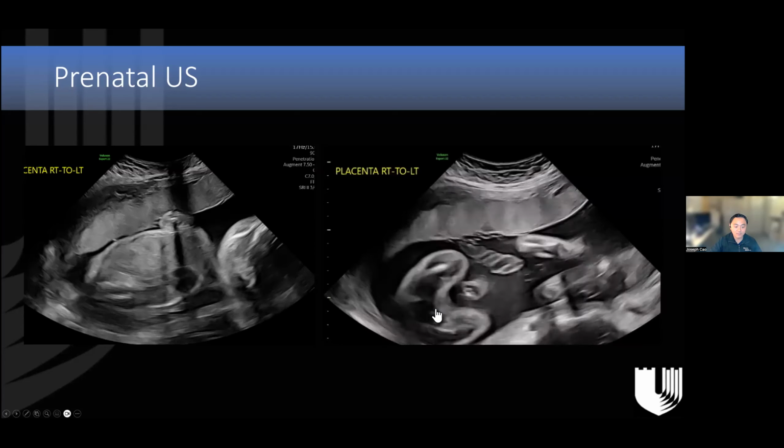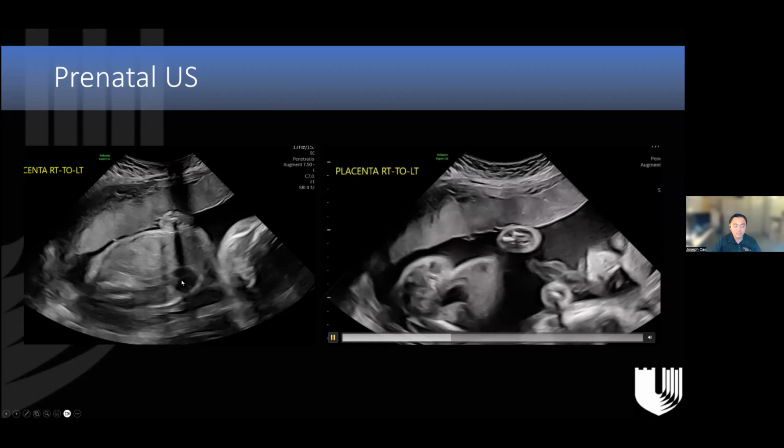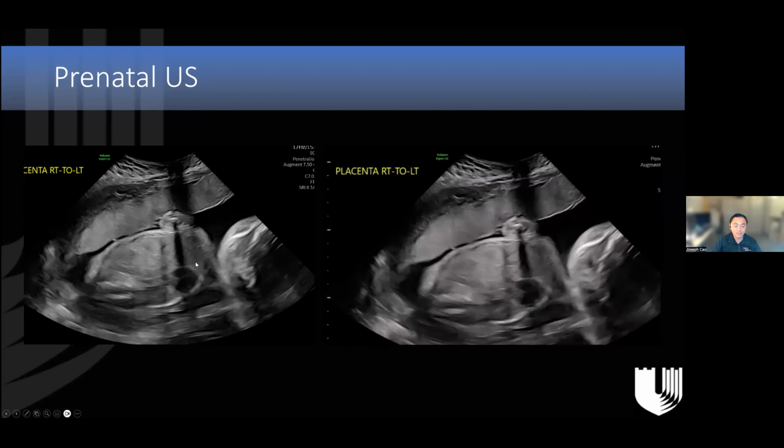Similarly, as I can pause it right here, you can tell just based on these still and movie images that the heart is significantly deviated to one side of the thoracic cavity. That implies there's a lot of abdominal contents herniating up into the chest.